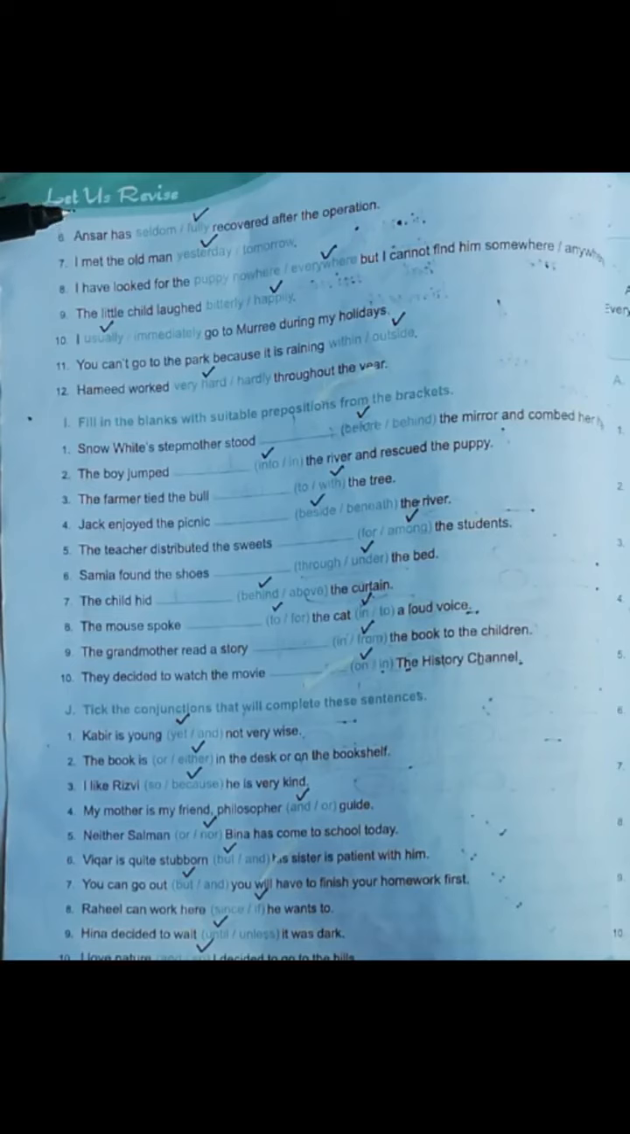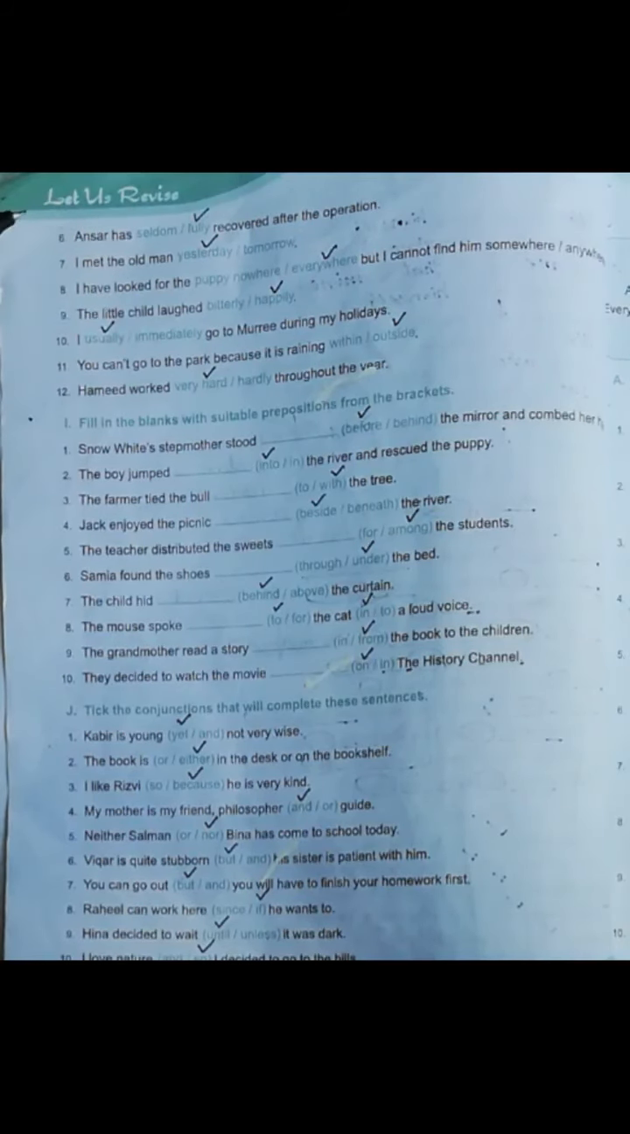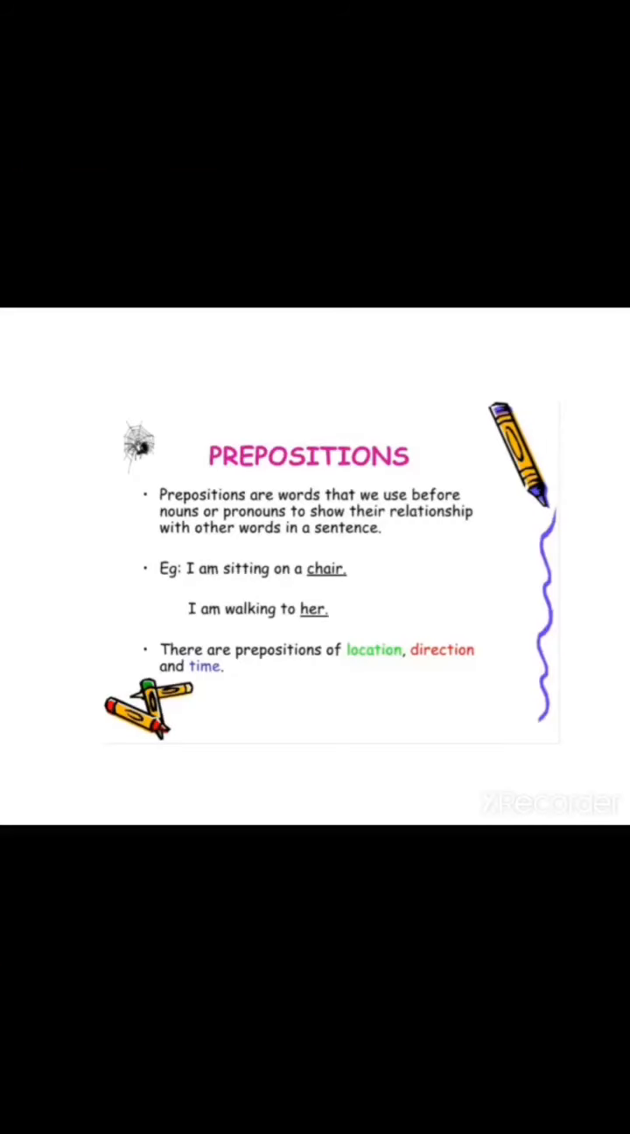The dog was nowhere or everywhere to be found. So nowhere is the correct adverb. Rafiq has completed his work. So almost is the correct adverb. Jilani speaks the truth. So Jilani always speaks the truth. The next one is: answer has recovered after the operation. So the correct adverb is fully. So you can read out the following sentences on your own, and I have marked the correct adverb in the sentences. So the next thing that we are going to do is prepositions.